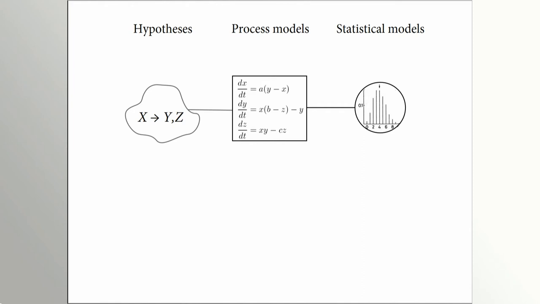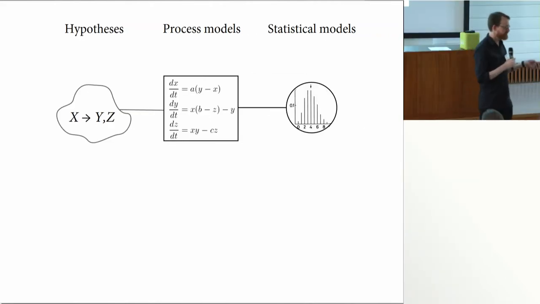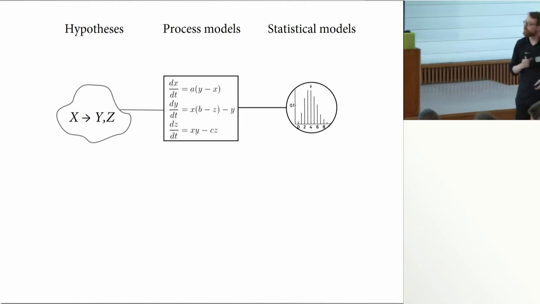influences Y and Z. You then decide you're going to get serious and make this some set of process models. And I forget what that model is. I'm sorry, it's a Lorenz attractor or something. And then on the right, you decide, okay, there's some set of variables of this system. We're going to look at the frequency distribution of them. And then we can do statistics, right? And this is the basic model of how it works.